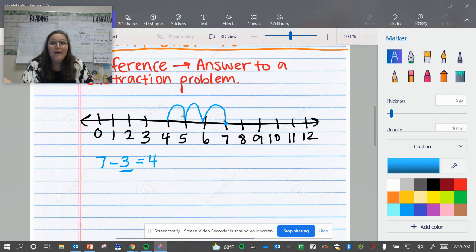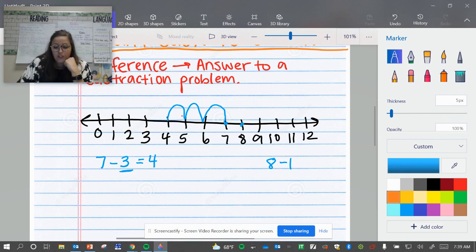Guys, if you know how to count on, you can count back. It's just the backwards version, right? Let's do another one. What if we have, let's try 8 minus 1. Okay, what's my bigger number? Remember, I always write my bigger number first in a subtraction problem, right? So what's my bigger number? 8. So find 8 and put a little dot on it.